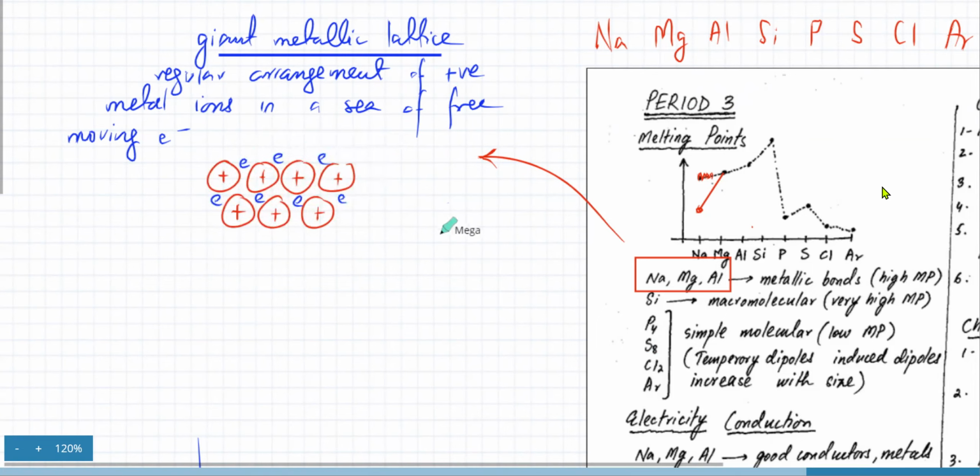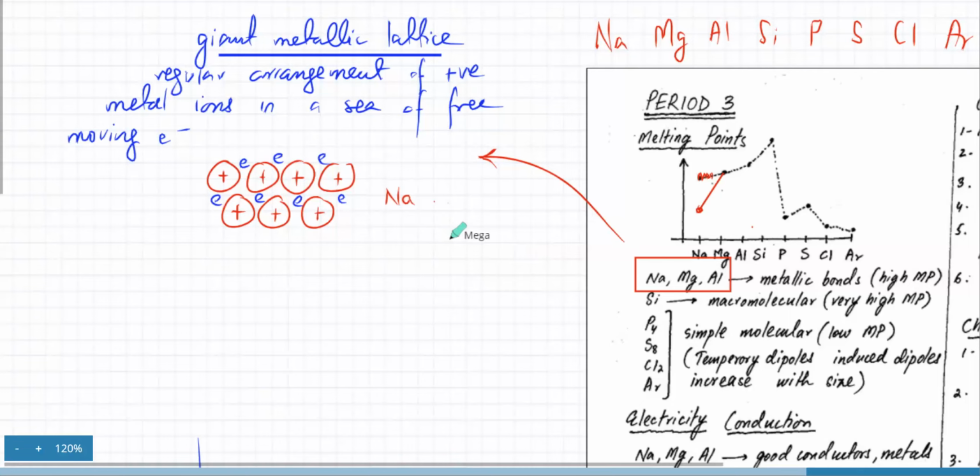So one question that can be asked about this is, why is there variation in the metallic bonds of Na, Mg and Al? Why does Na have a lower melting point, Mg a higher melting point, and aluminium an even higher melting point? So why is there variation? Let's assume this is Na. Now the reason is Na is group 1 and it loses one electron, forms a plus 1 ion, which is why metallic bonds in Na are weaker.